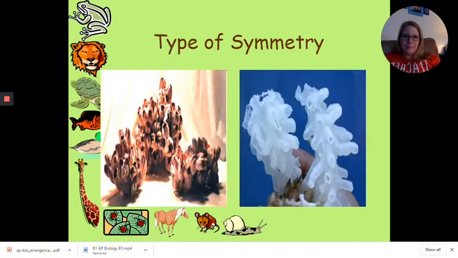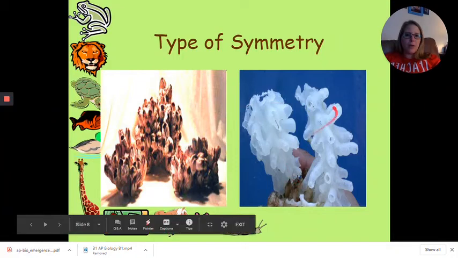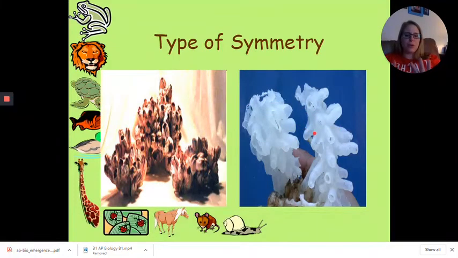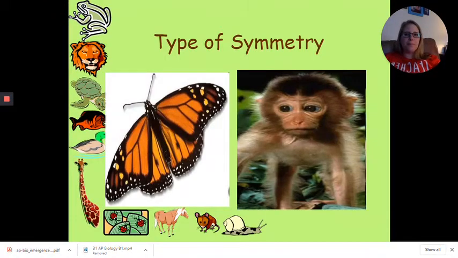All right, how about this one? Again, radial, bilateral, or asymmetrical? If you said asymmetrical, you are correct. These are sponges. No matter how you cut them, they're just never going to have two identical halves. And how about this one? Radial, bilateral, asymmetrical? And if you said bilateral, you are correct.